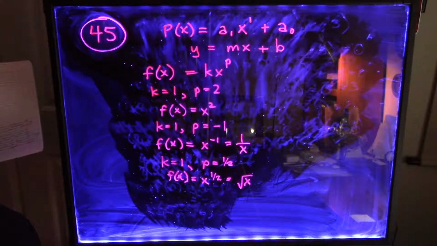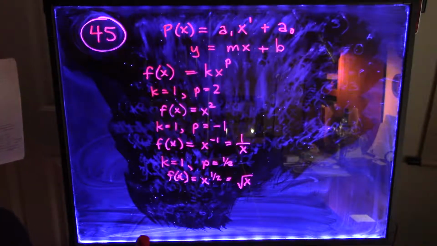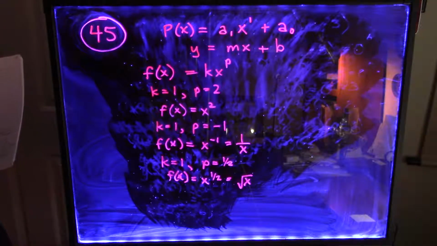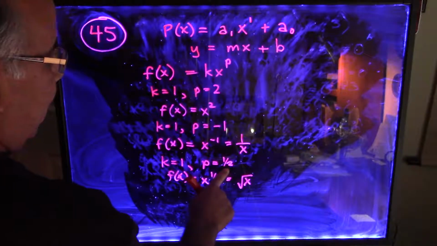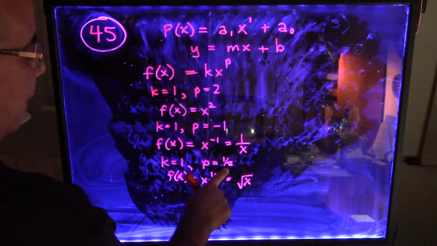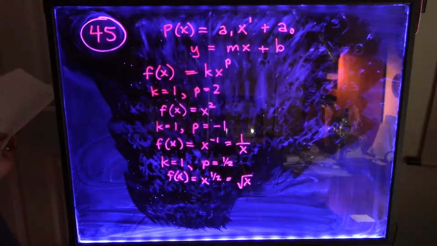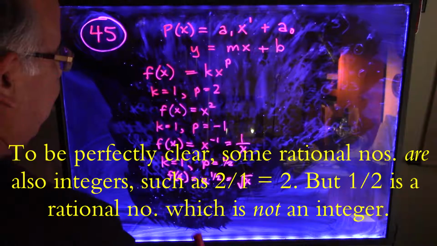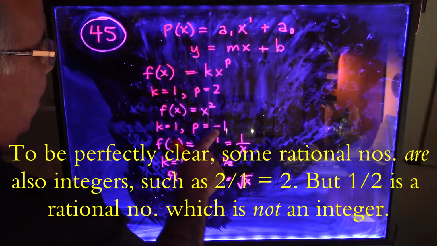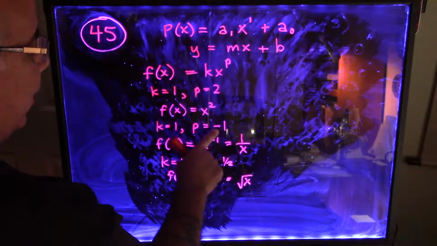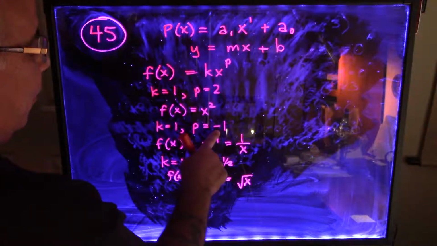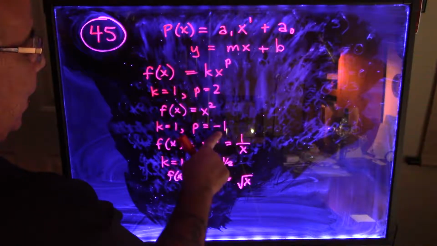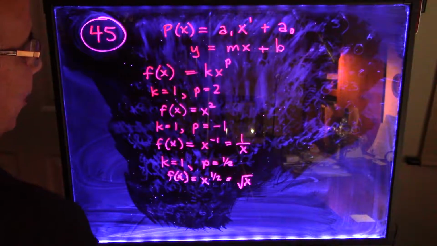All right. The powers in the polynomial functions have to be non-negative, and they have to be integers. This power 1/2 is not an integer. It's a rational number. It's not an integer. This power is an integer, but it's negative, all right? So you can't allow negative powers in a polynomial function, okay?